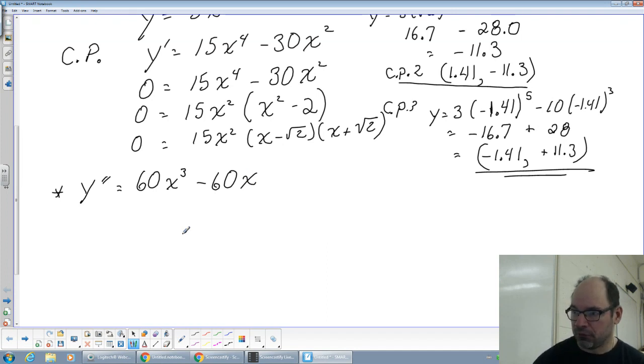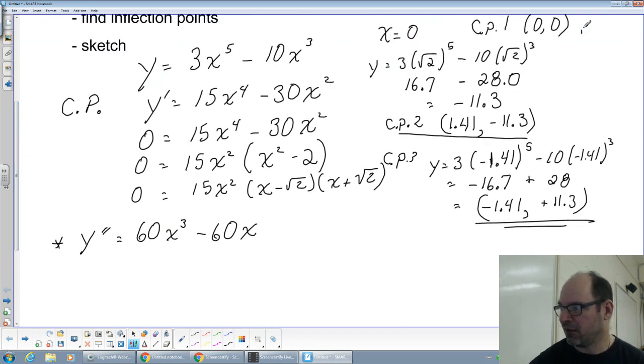Now, if we want to check which of these are max and mins, if we put in 0 here, we get 0, so it's not a max or min. It's probably going to end up being an inflection point, because if you plug your value for x into the second derivative, if you get a negative number, it's a maximum. If you get a positive number, it's a minimum. So if we put in 1.4 here for one of our critical numbers, it's going to be a positive number. So this is going to be a min, which makes sense because that's negative.